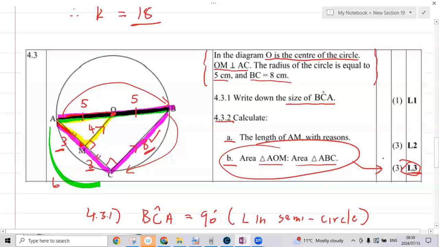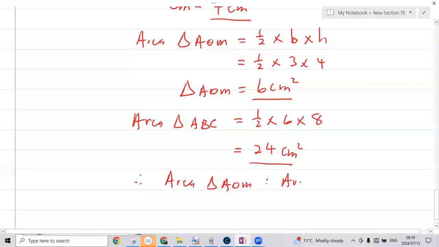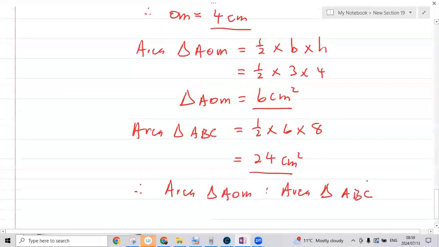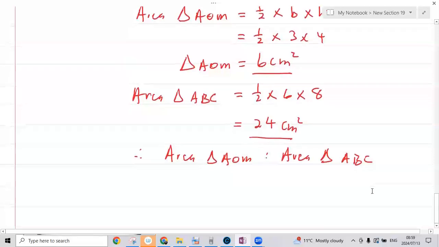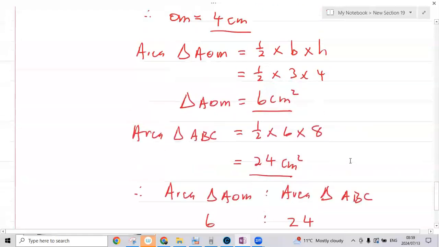Remember this question, level 3, area of triangle AOM. So now we can write, therefore, area of triangle AOM is to area of triangle ABC. And that will be 6 is to 24. And if we simplify that, we divide by 6. So 6 goes into 6 one time. 6 goes into 24 4 times. So the ratio will be 1 is to 4. Okay, the area of these triangles.